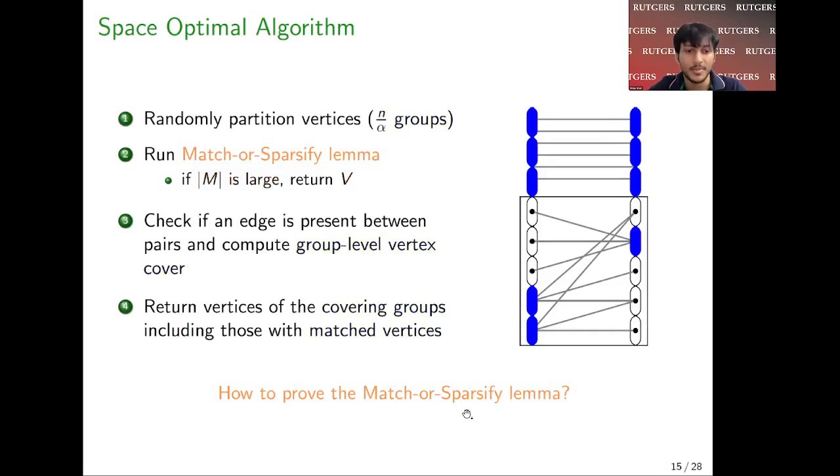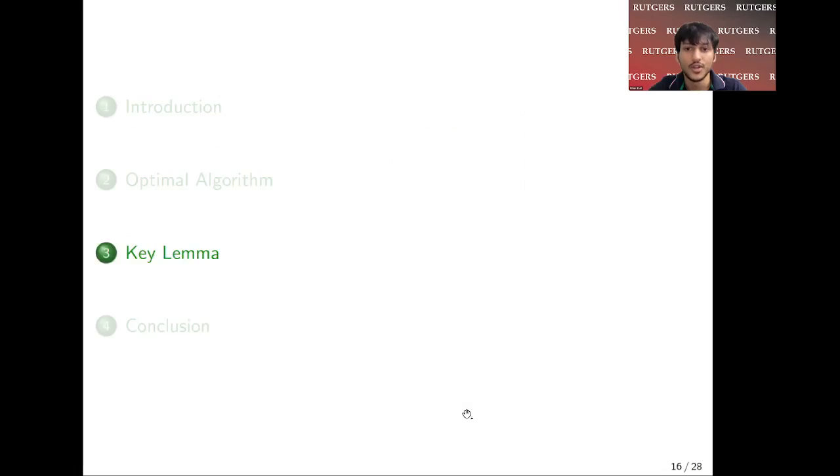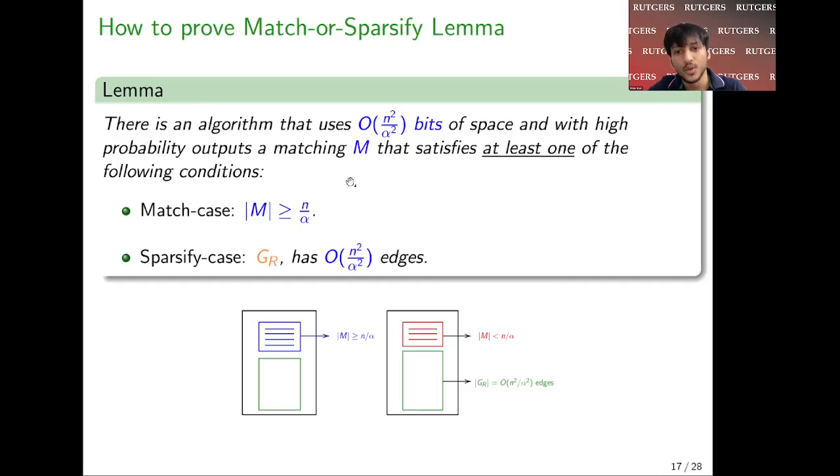How do we prove this lemma? Great. So now let's go to the match or sparsify lemma, which we call the key lemma. And this is what we need to show. That in n square over alpha square bits of space, we either get a large matching or a sparse residual graph.